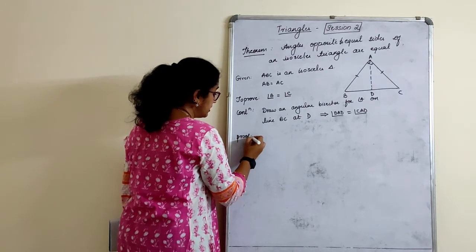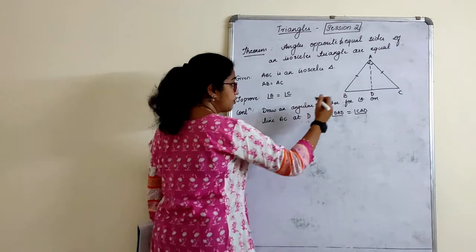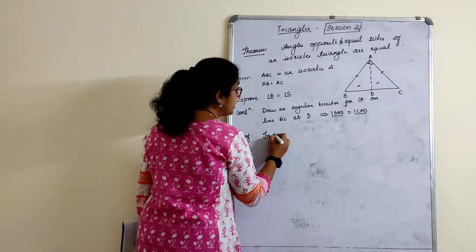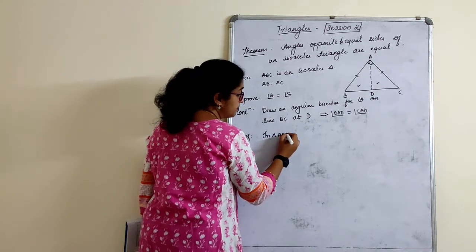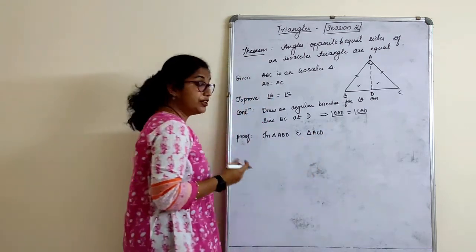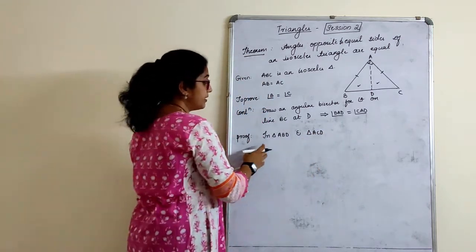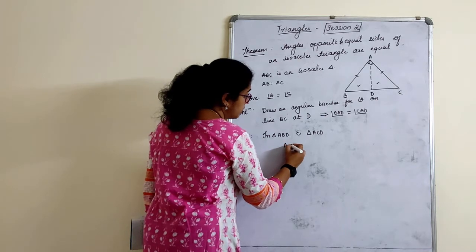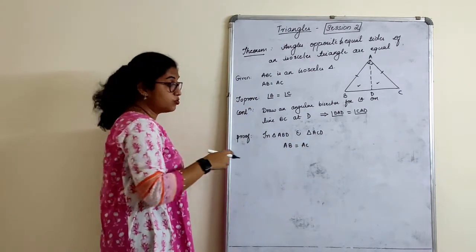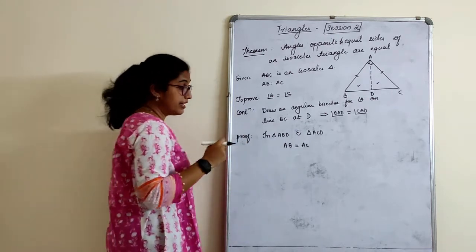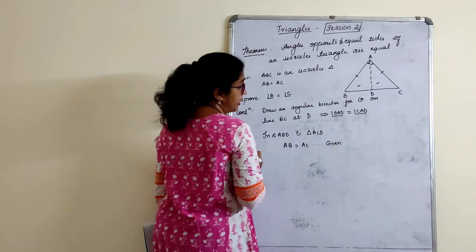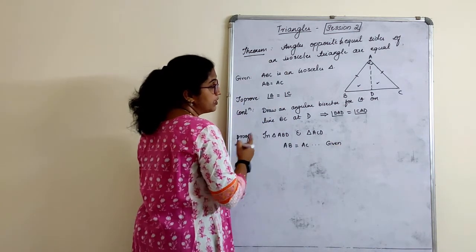Always for congruency, we require two triangles, as I have told. So we have two triangles now, this and this. I can say in triangle ABD and triangle ACD, first of all, write whatever you know from the given. What do we know here? We know that AB is equal to AC. Which triangle did I choose? I need to write the given from that triangle side only. Reason: given.